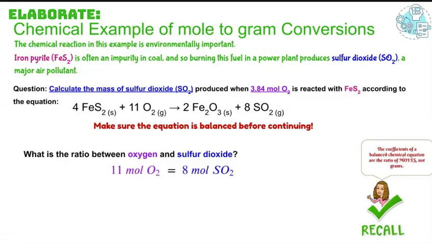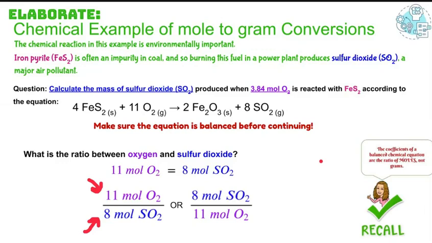So we have 11 moles of O2 is equal to 8 moles of SO2. Remember, we can write our ratios one of two ways. We can write it with the 11 moles of O2 on top and the 8 moles of SO2 on the bottom, or we can write it with 8 moles of SO2 on top and 11 moles of O2 on the bottom. Which one do you think we're going to need to use in order to convert moles of O2 to grams of SO2?